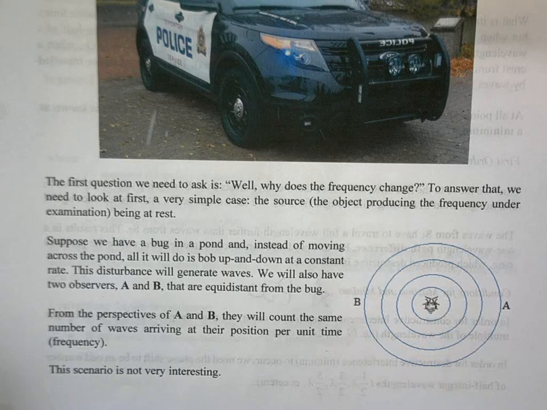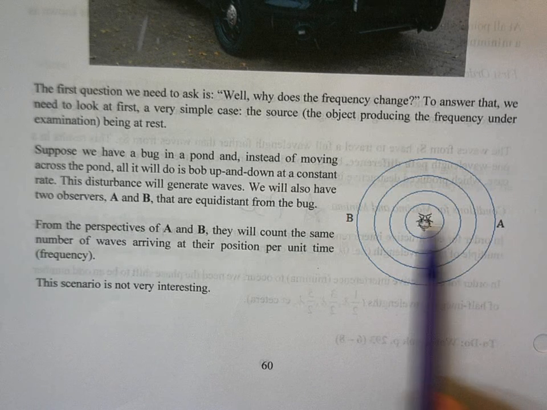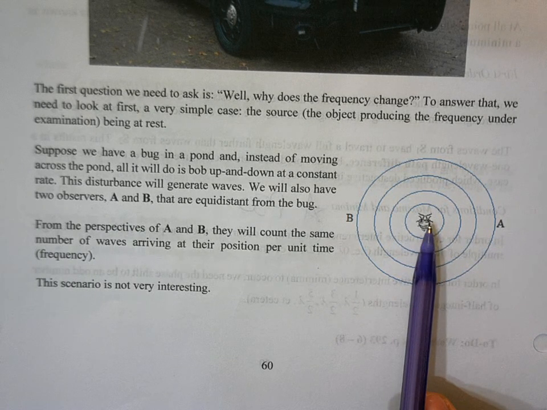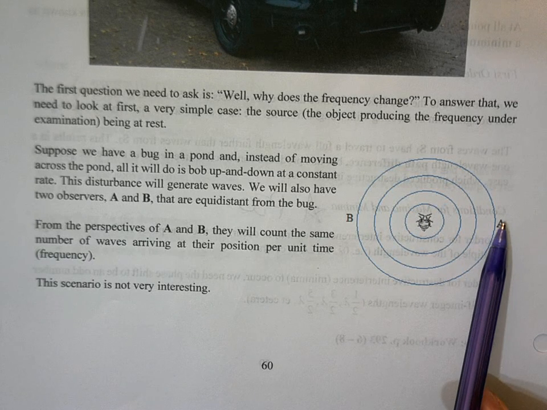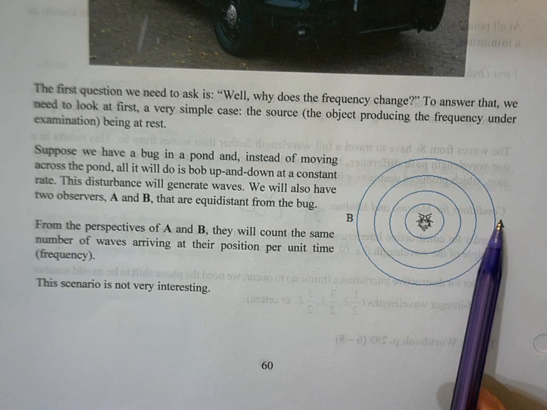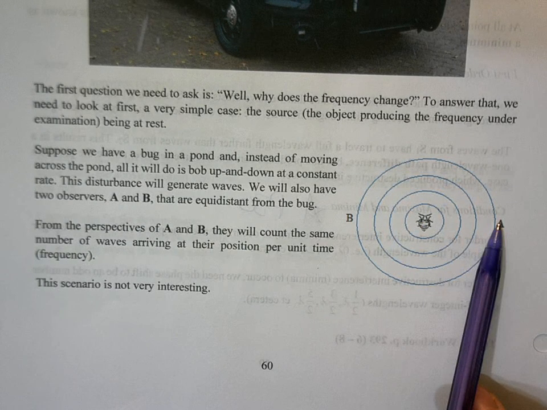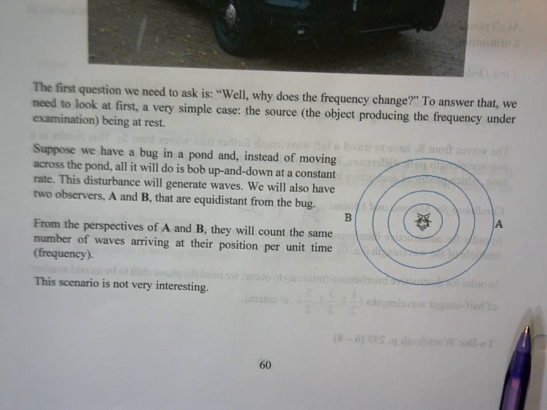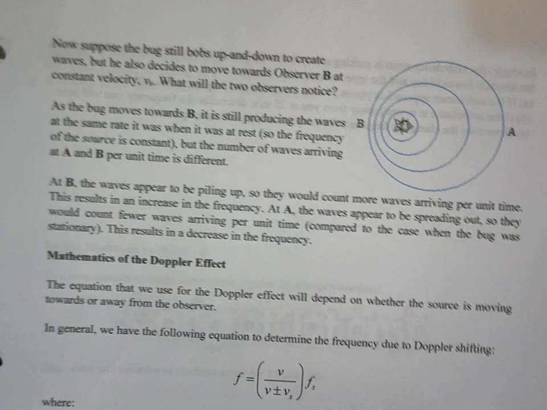And we want to look at the case of, well, why does that frequency change? We're just going to move through this in a little bit of a hand wavy way. So let's look at a bug in a pond, and we have A and B equidistant from this bug. Let's say the bug bobs up and down, and produces these waves. Well, the person at A is going to receive the same amount of waves per unit time as the person at B. So if we get 5 waves per second here, B is going to find 5 waves per second. Not particularly interesting. So we want to get that bug to move. That's going to make it a lot more fun.